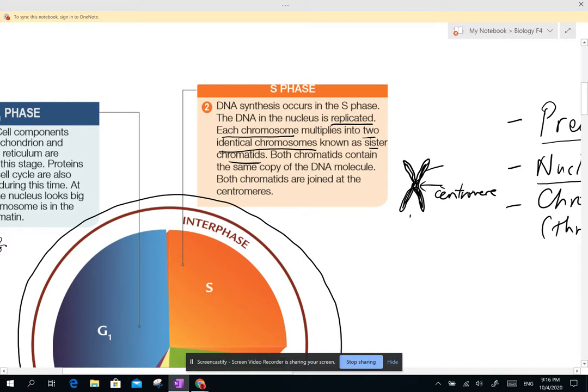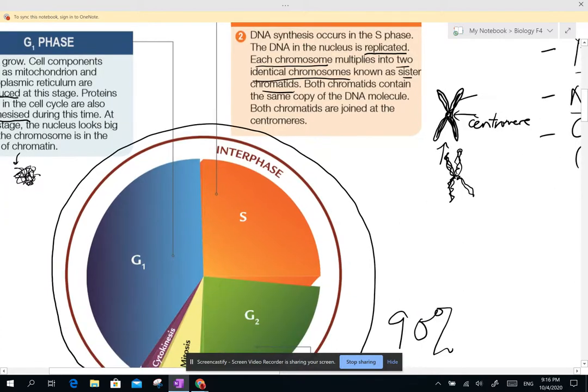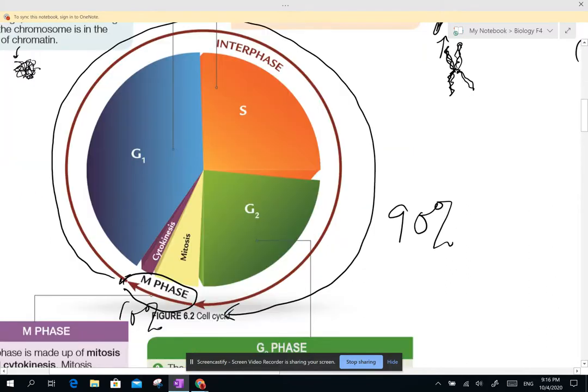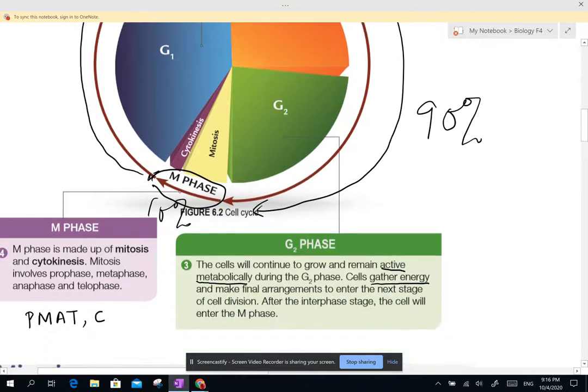Now remember, it's not actually like this. It's still very thread-like. 你不会看到是这样的，这个我是画给你看的. You have two, but it's still very loose material. It's still very long, and you can't really see it very well. It's still chromatin. Both chromatids are joined at the centromere. 中间那个就是 centromere.